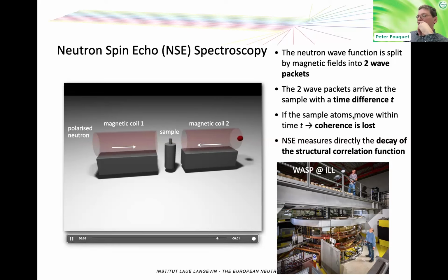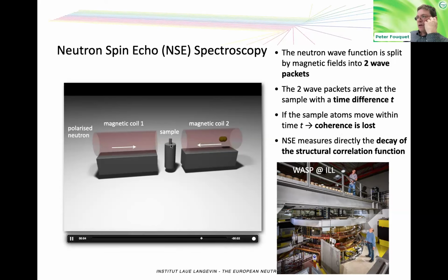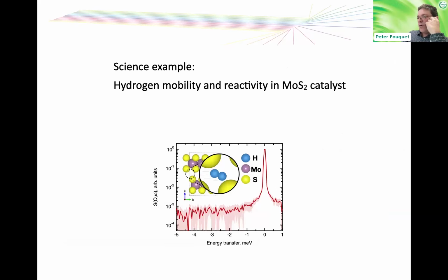And this loss of coherence shows you what the structural correlation function does at the sample with time. So this neutron spin echo spectroscopy measures the decay of the structural correlation function with time. So that's one of the high resolution techniques. And now I want to go to scientific examples.